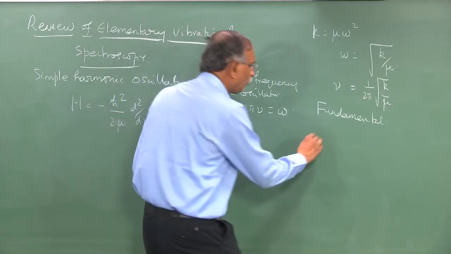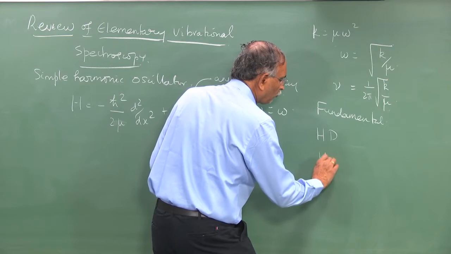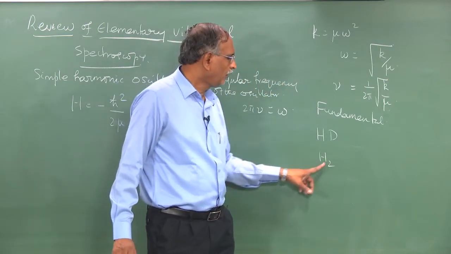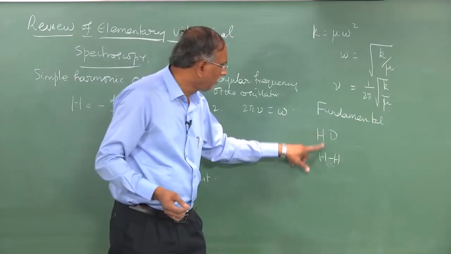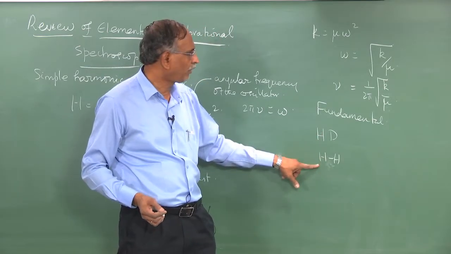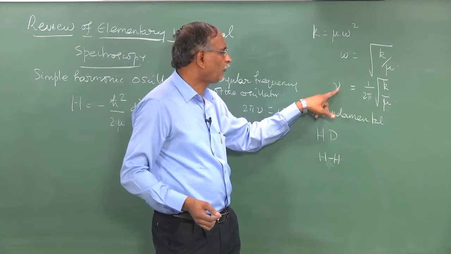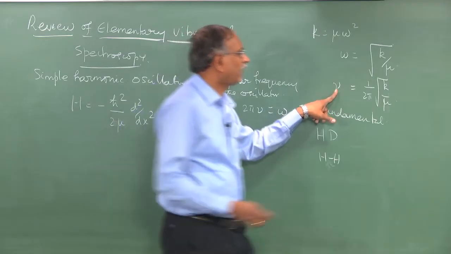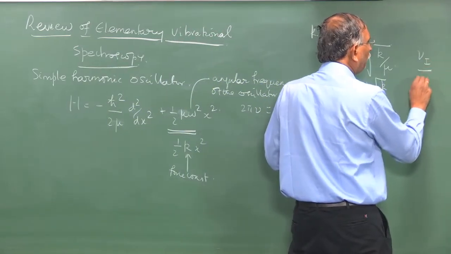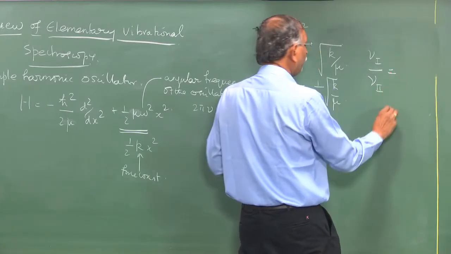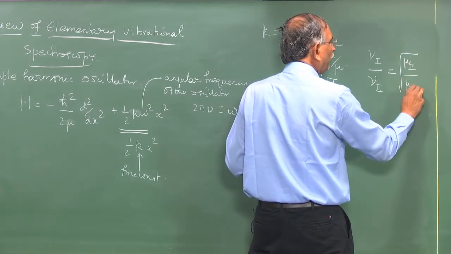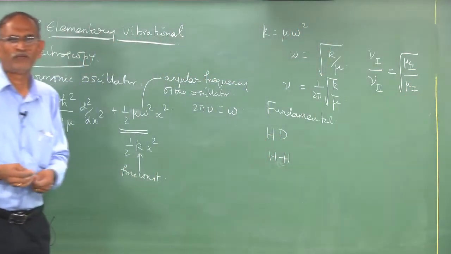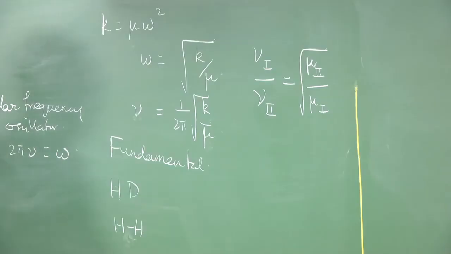Therefore, if we have molecules such as HD and H2, and we know that the force constants between the two hydrogens and between hydrogen and deuterium are approximately the same, then the reduced masses for these two species are different, and therefore the harmonic oscillator frequencies will also be different. In fact, nu of isotope 1 divided by nu of isotope 2 is very straightforward to show to be the square root of the reduced mass of isotope 2 divided by the reduced mass of isotope 1. Such exercises were also given to you to give an idea of how a very simple mass shift gives the harmonic oscillator a slightly different frequency.